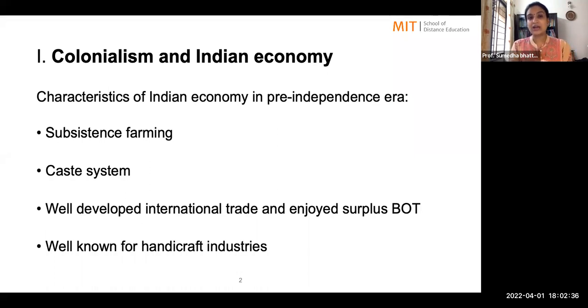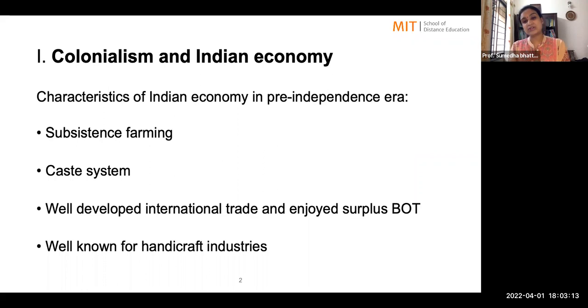So let us have a look at what were the characteristics of Indian economy before the colonial period. First is, there was subsistence farming. The kind of agricultural system that we had was more of subsistence nature. When I say subsistence, it means that agriculture was undertaken for meeting the requirements of the producers themselves. The main purpose behind agriculture was not to generate a marketable surplus and sell it in the market for a revenue. The only purpose of production was for self-consumption.